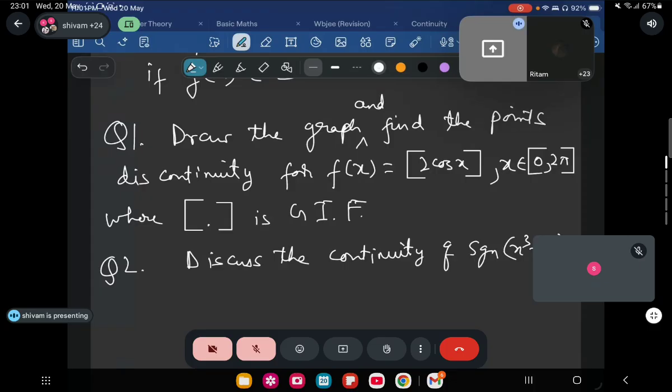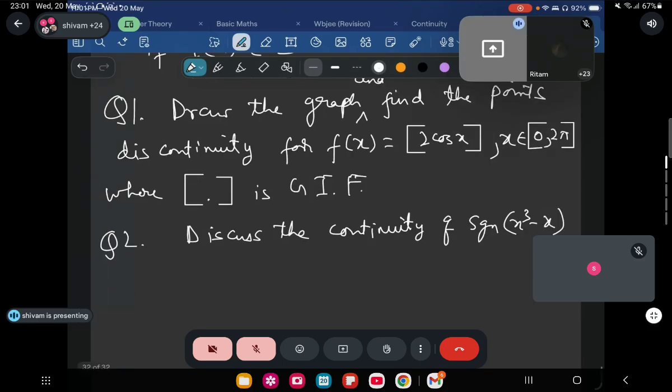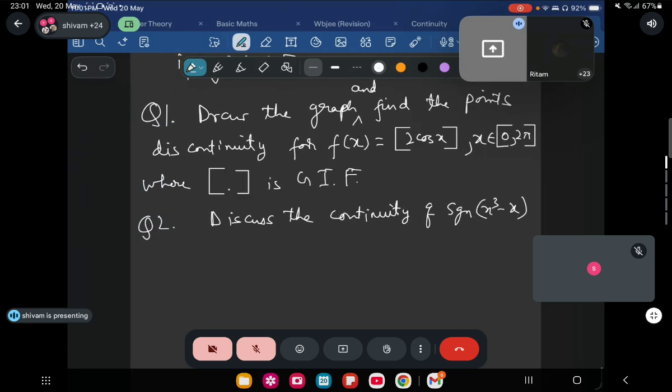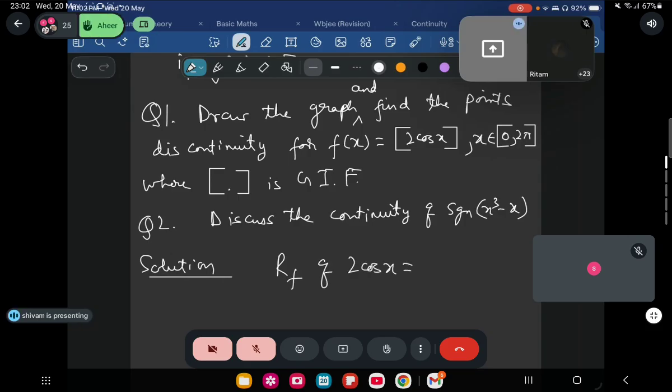Okay, everyone, let us start. So, everyone, over here, we need to draw the graph and find the points of discontinuities of f of x equal to box of 2 cos x. So, you people tell me, box of 2 cos x. What is the range of 2 cos x? Tell me. What is the range of 2 cos x?